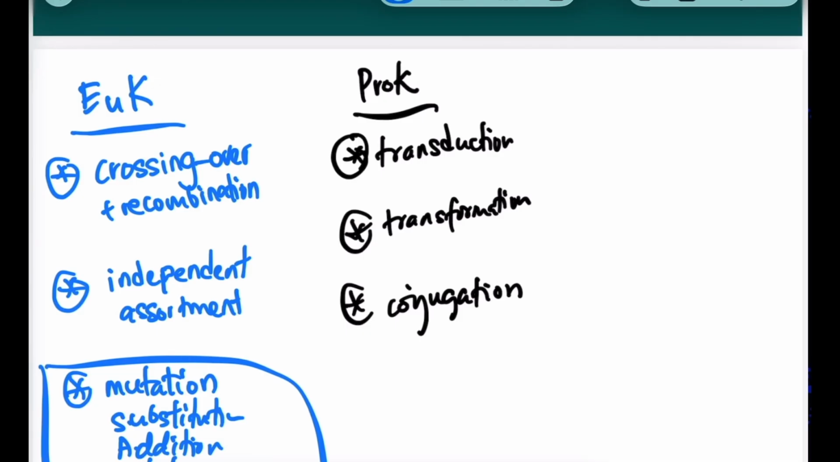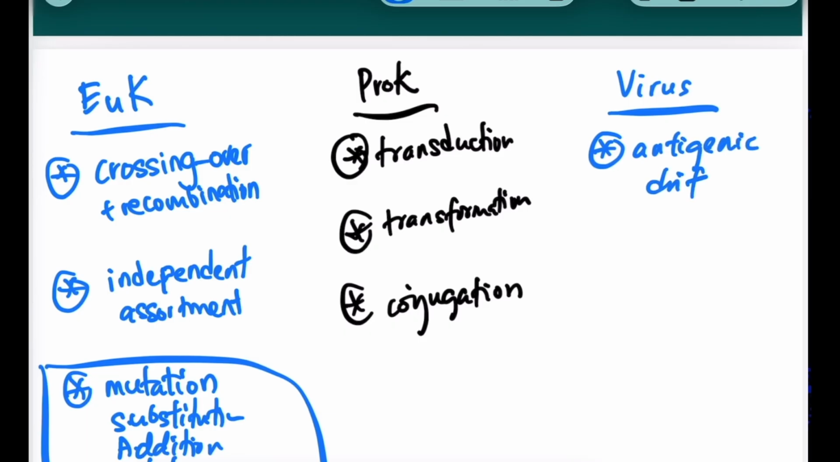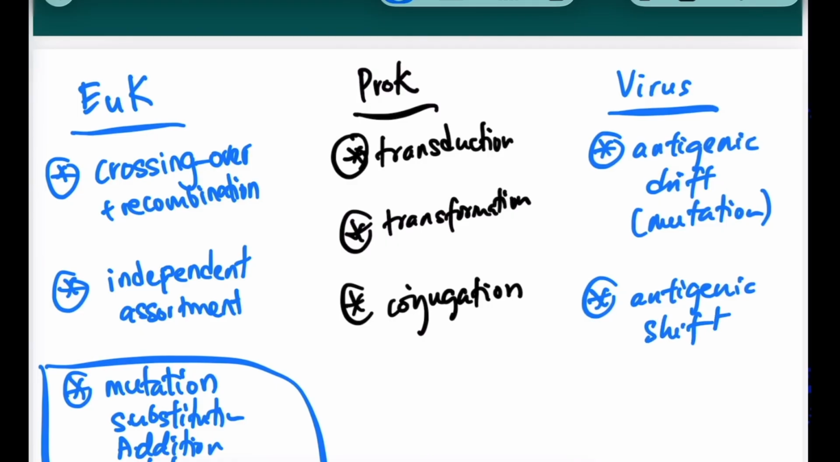Okay, and then in viruses, you have antigenic drift, which is mutation, and antigenic shift, which is actually assortment of the RNA segments. Do you remember?